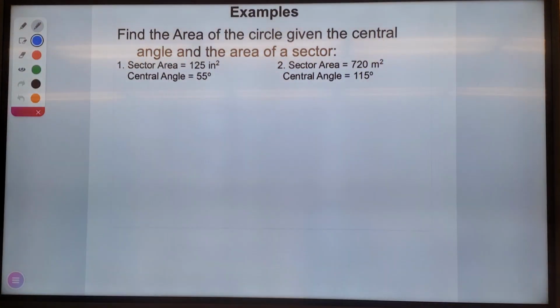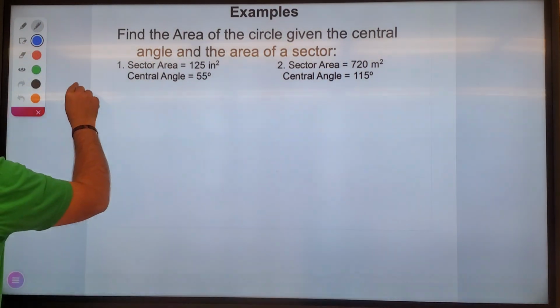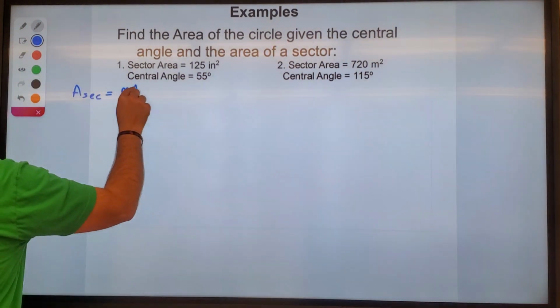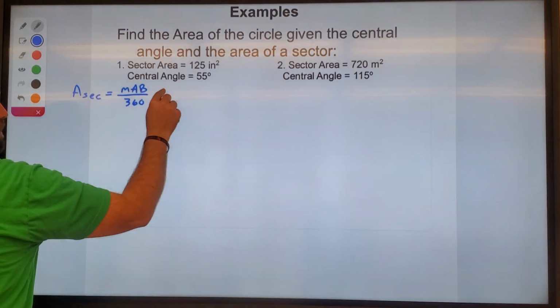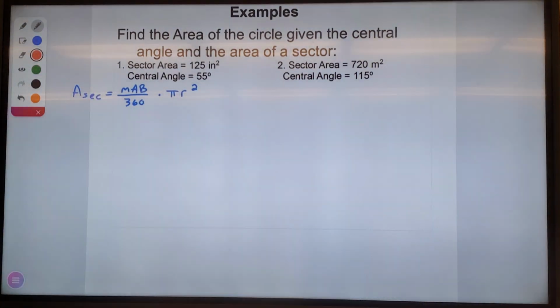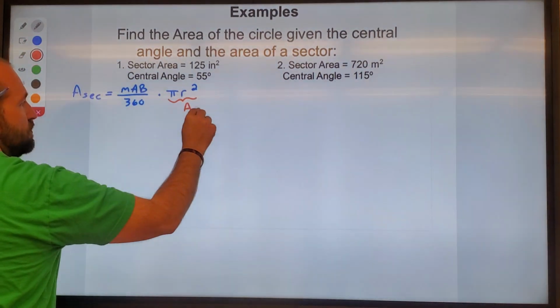Okay, so here you'll notice that I give you the actual area of the sector and I give you the central angle, but now I'm asking for the area of the circle. Okay, so again, similar to what we did with that last equation for the arc length, this says area of a sector is equal to the measure of AB over 360 times pi r squared. Okay, and again, what pi r squared is, this is actually the area of the circle.